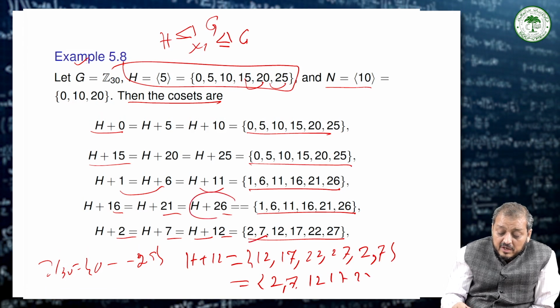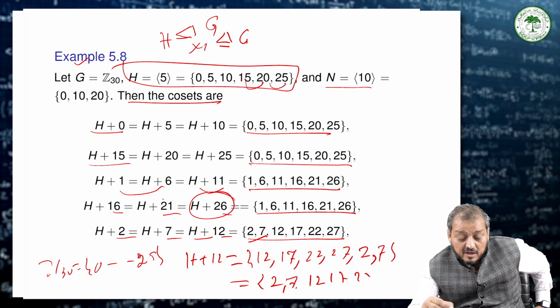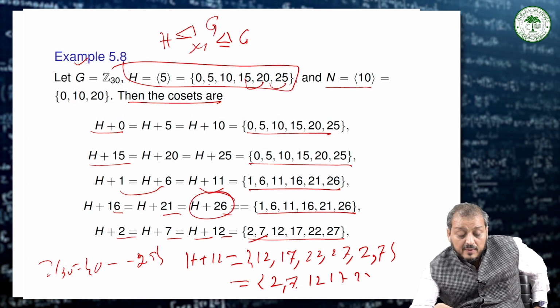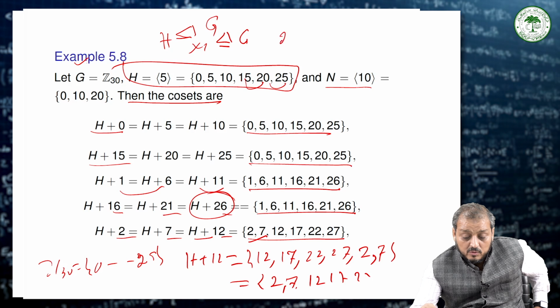Similarly, if you want to take H plus 26, I take one more, H plus 26. So 0 plus 26 is equal to 26.